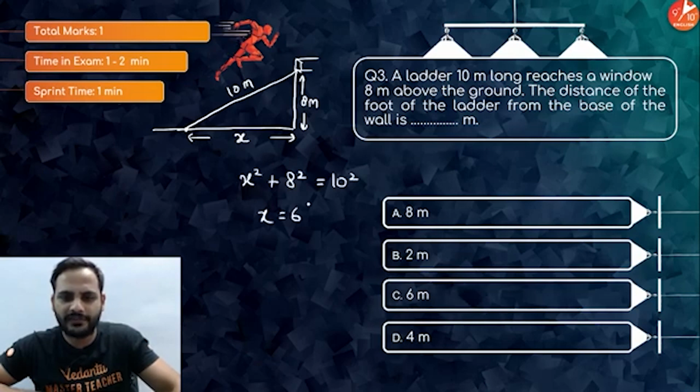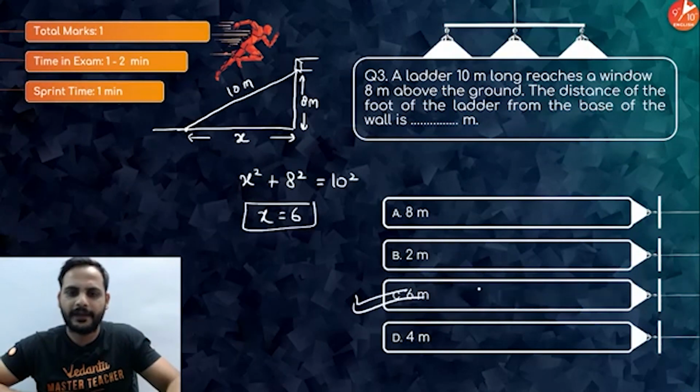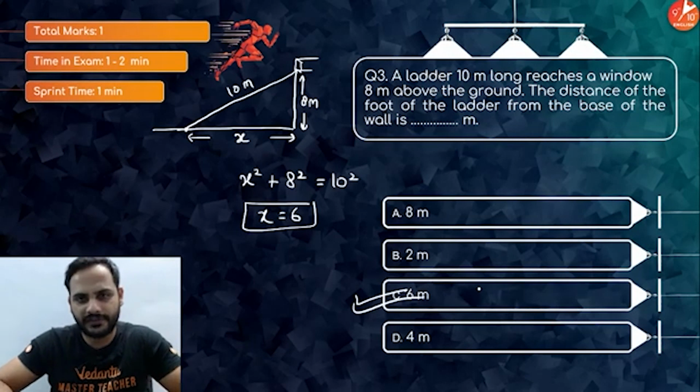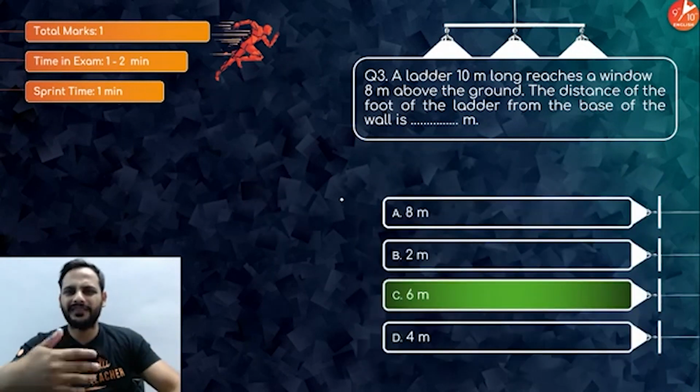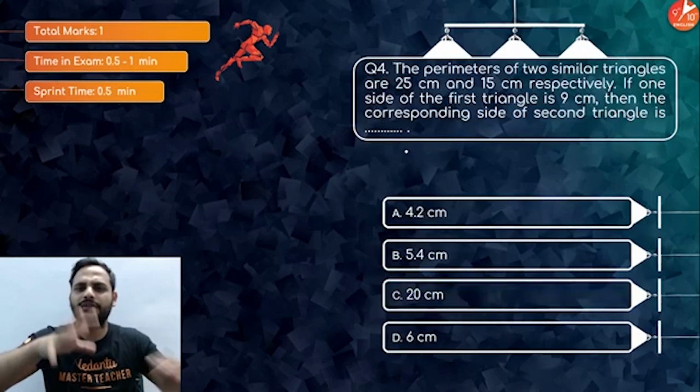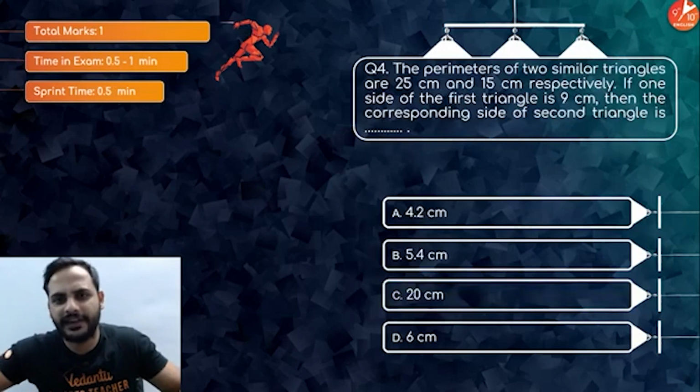X will be equal to 6. Okay, all of you know this. 10 square is 100, minus 64 is 36. X square is 36, so X will be 6. Simple. Direct Pythagoras theorem question. Only in the way of application they have asked.